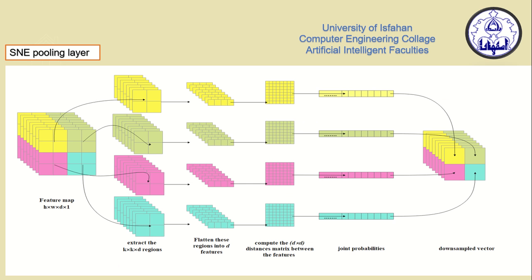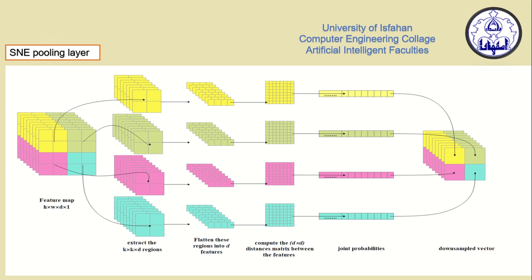In the method, we will start with the SNE pooling layer. The SNE pooling layer works like this: if we have a feature map with the size of H by W by D, let's consider one feature map. This is a tensor. For each region, if we have a 2 by 2 window, then we will consider subregions of k by k by D. D here is the depth, the length of the volumetric nodule. So we'll have 4 regions here.